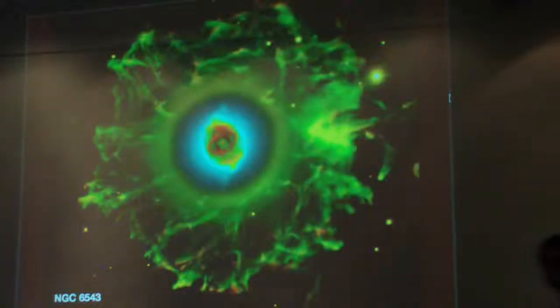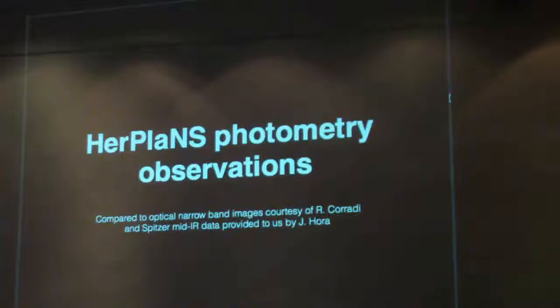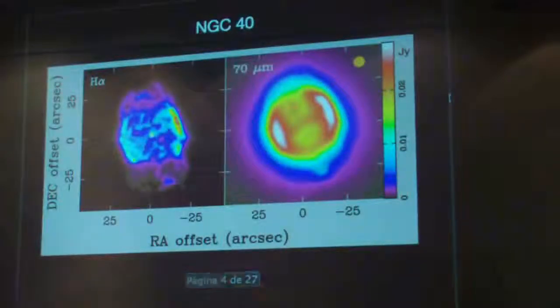There are Spitzer data that actually resolve those extended halos as well, and Spitzer spectroscopy data do show us warm dust in them. So what I'll show you is where the cold dust is. I'll be showing HerPlans photometry data and comparing them to optical and mid-infrared data as well. I'll start with NGC 40.